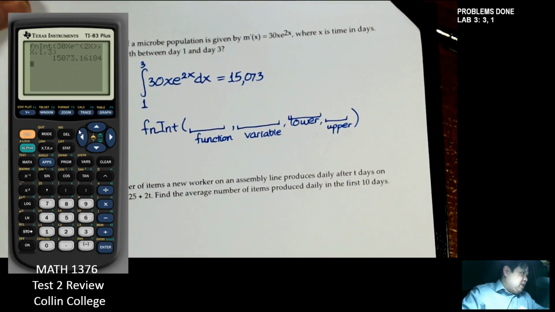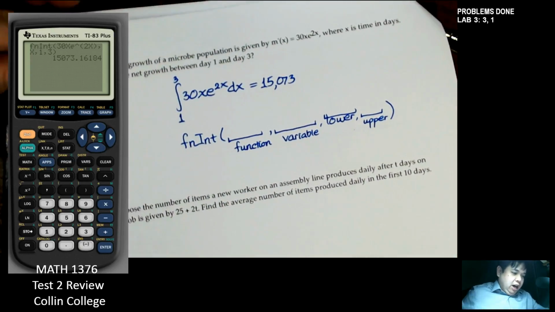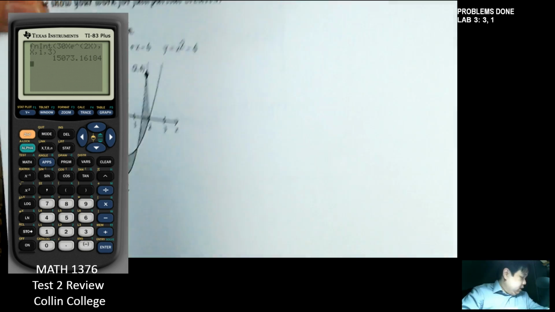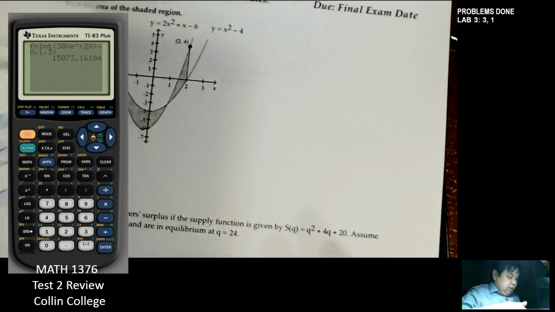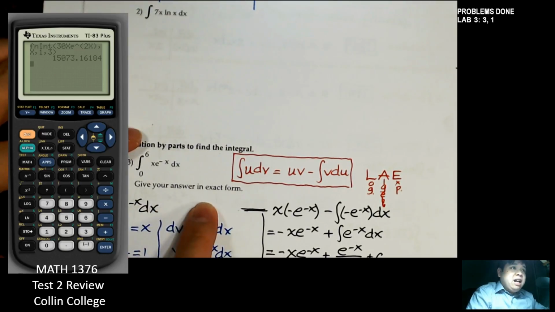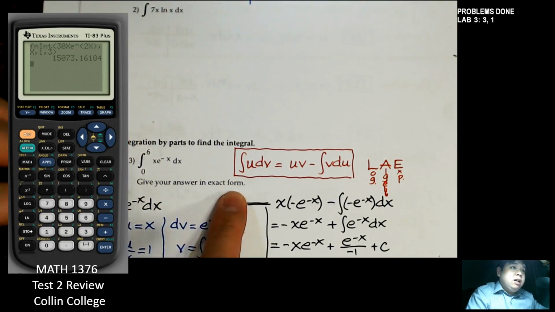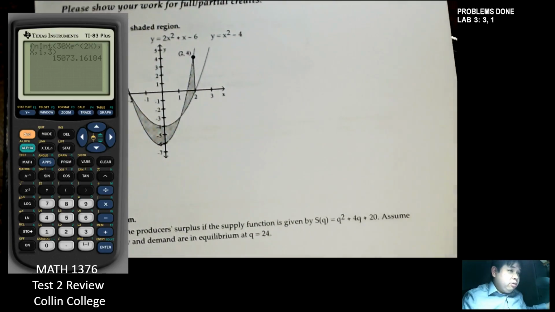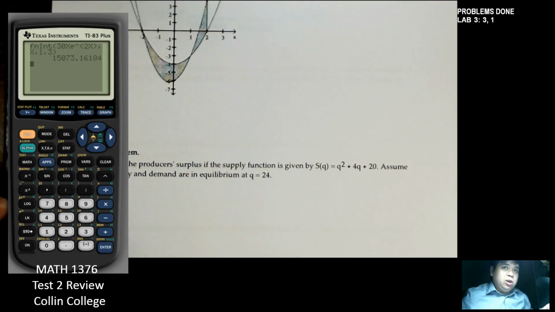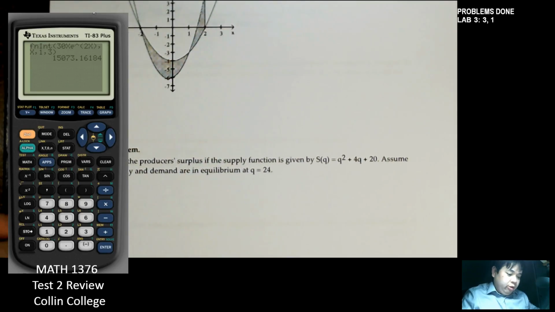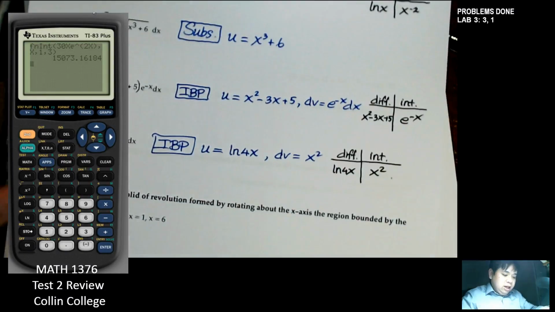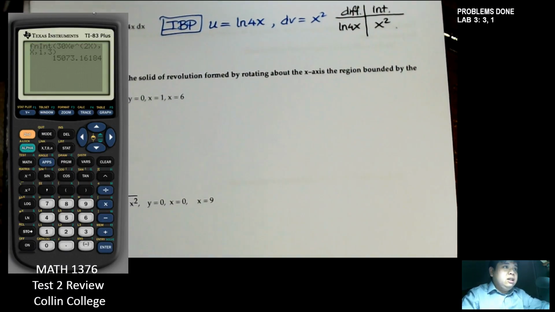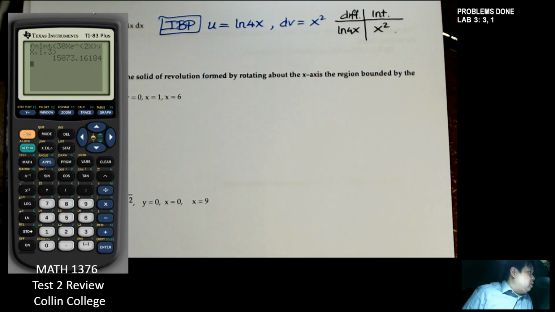Also, for this test and for most of the tests, this is very important: if the question asks you to give the answer in exact form, when you see that, you should not use the calculator. If it is not specified that you have to give an exact answer, you are free to use the calculator. That includes something like number 17 on lab 3.